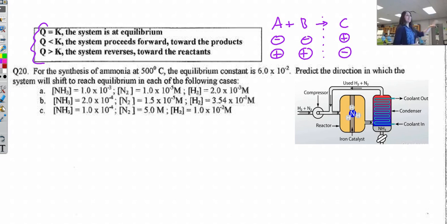All right, let's take a look at question 20 here. It says, for the synthesis of ammonia, we're going to make ammonia.